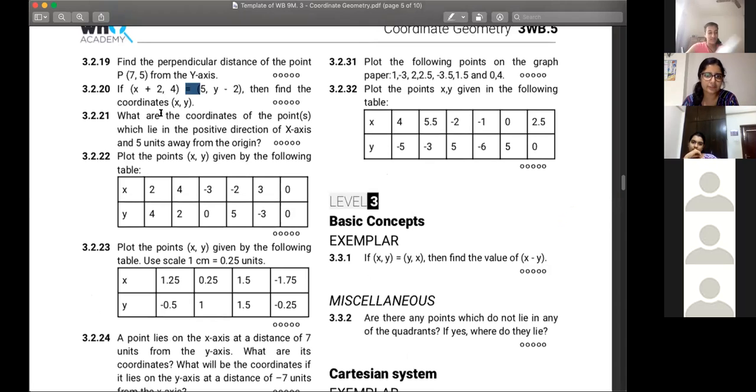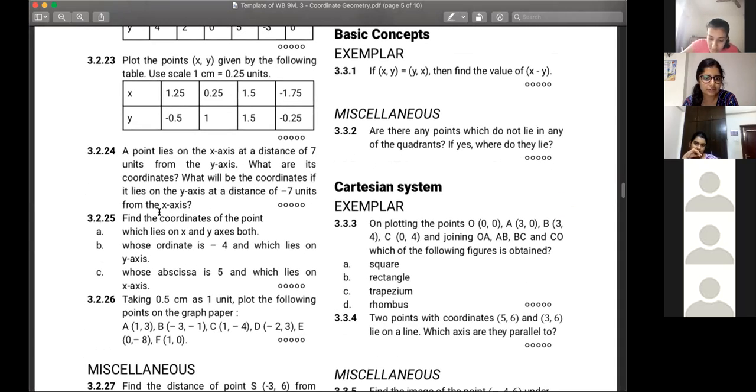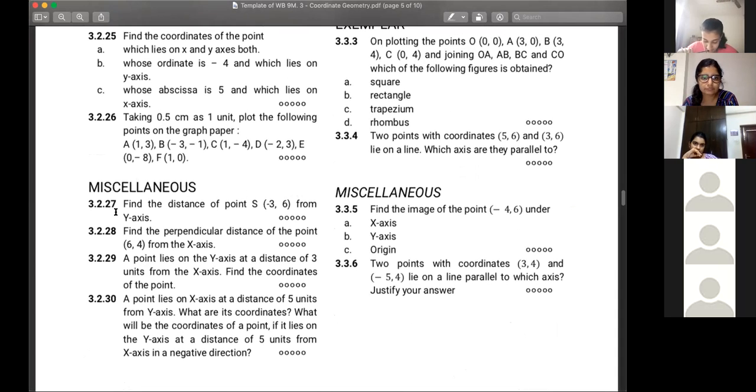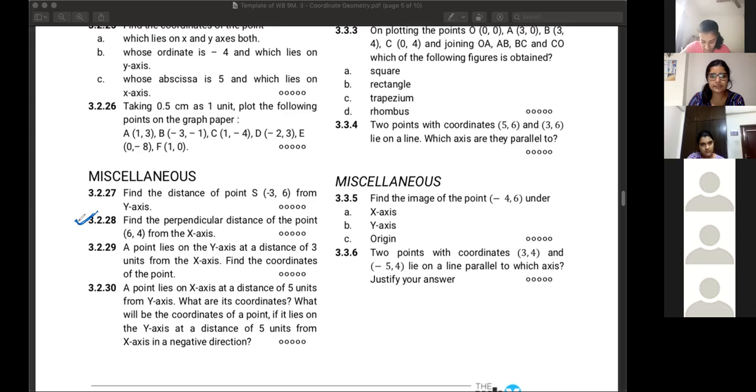Then what are the coordinates? This sentence you can write. You guys can plot. This is also all plotting. This one was confusing you guys a little bit. Question 28. Again, all of you do it and send the answer over chat. Perpendicular distance of the point (6, 4) from the x-axis.